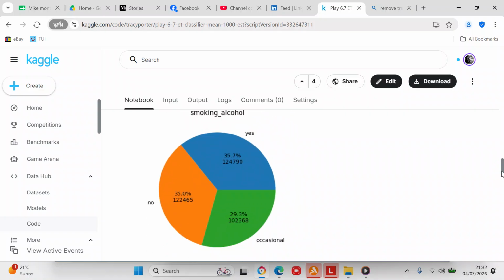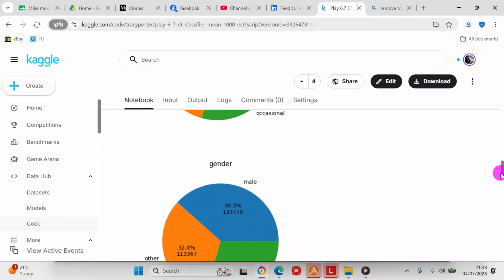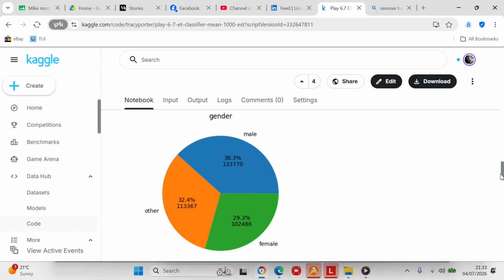Smoking and drinking alcohol, that yes was the highest, but no ran a close second, and then you had occasional as well. Gender was, most of the people tested were males, but 29.3% was females and 32.4% is other, but most of the people tested were males.